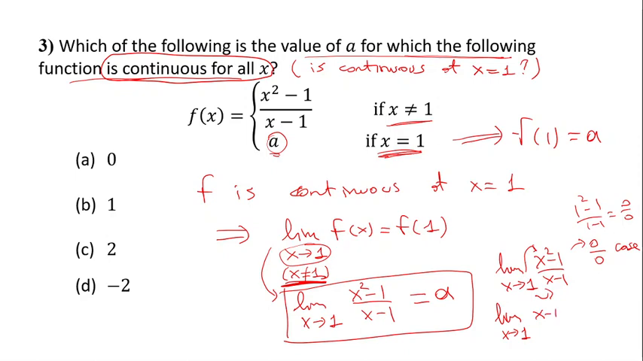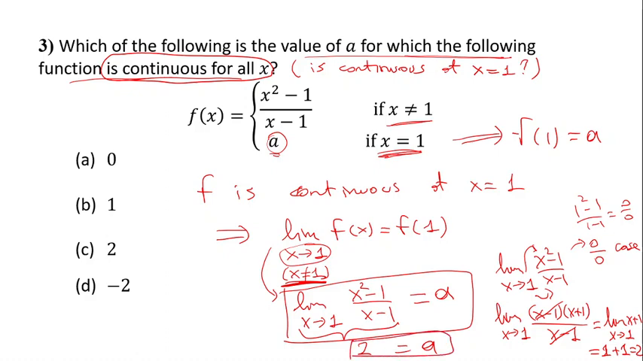So we can do this: x minus 1 times x plus 1 divided by x minus 1. And then after this simplification, we'll end up with the limit of x plus 1 as x goes to 1. So then you can put 1 inside, so it will be 1 plus 1, which is 2. So we end up with this 2 as the limit here, and this a has to be equal to 2 then.